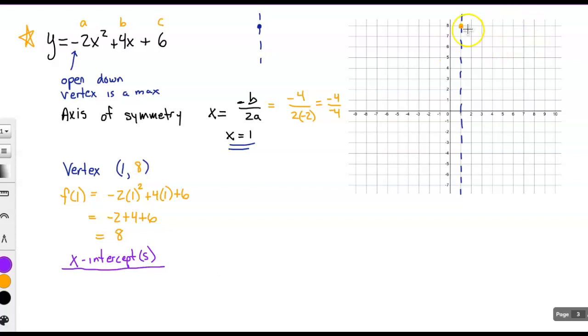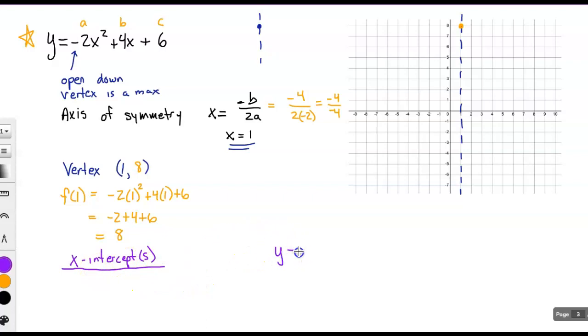So, for example, in this problem, there's no way to not cross the x-axis because parabolas don't just stop. You could get 1 x-intercept, but that would only happen if your vertex is on the x-axis, so like this. But I don't think that's going to happen either. I really think you're going to factor and you're going to get 2 x-intercepts, okay? So we'll deal with that in a minute.